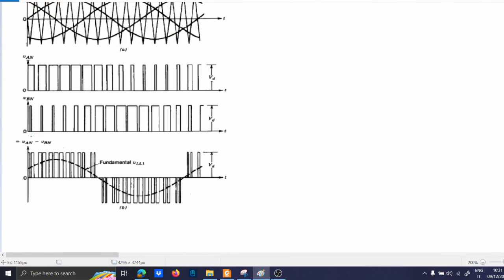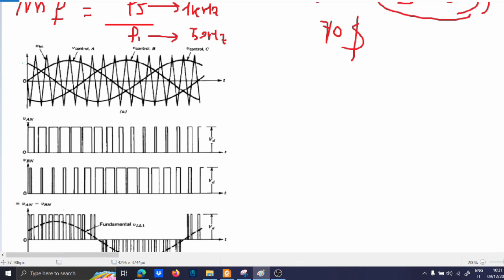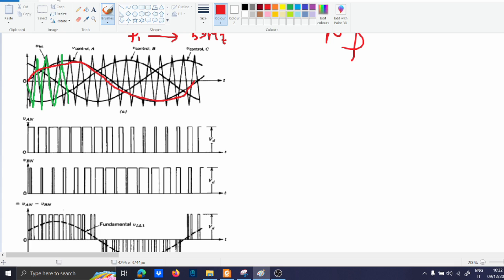So the waveforms that we are expecting now are something like this. This is the triangular waveform, which I told you before. And then we have to make the control voltages, which are 120 degrees in phase with each other.